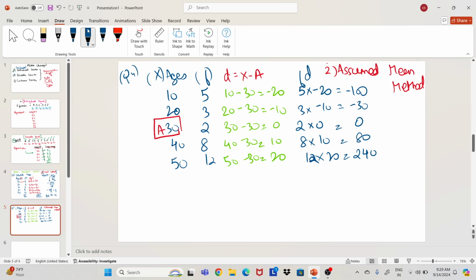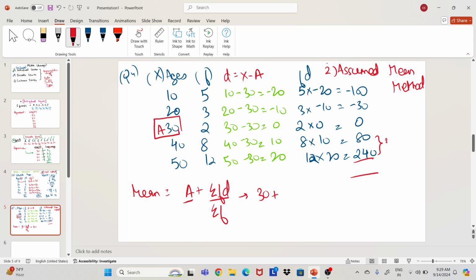Now I'll write down the formula for the assumed mean method. So the formula for calculating mean using this method is a plus summation fd divided by summation f. We know the value of a, that is 30. Summation fd means the addition of all the values of the fd column. That means minus 100, minus 30, 80 and 240.